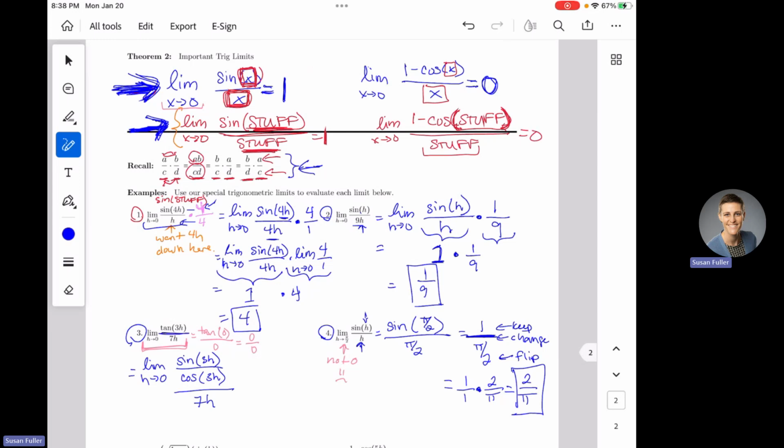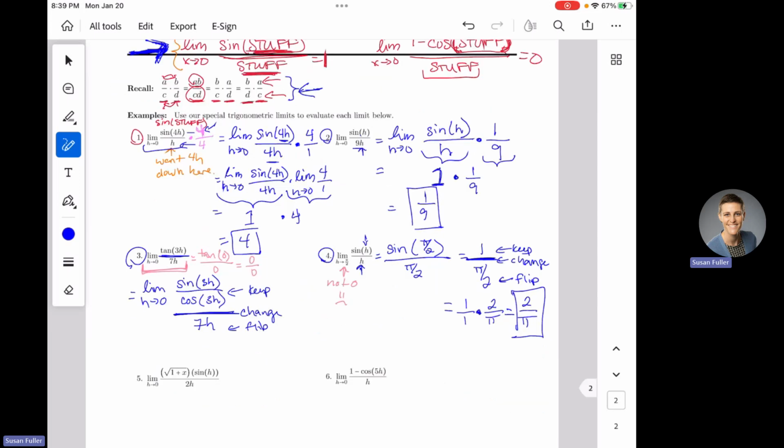This was my big division bar in my main problem. That division bar is right above the 7h, which is here. This is my main division bar. This is the one that I'm going to change to multiplication. So I'm going to keep the thing on top, and I'm going to flip the thing on the bottom.